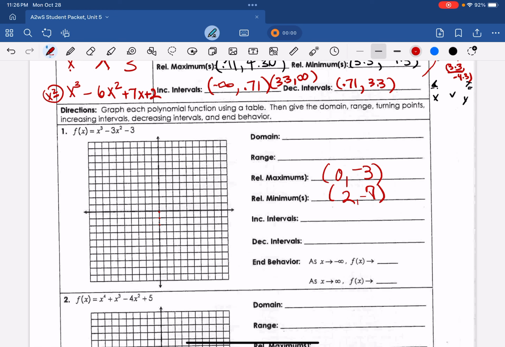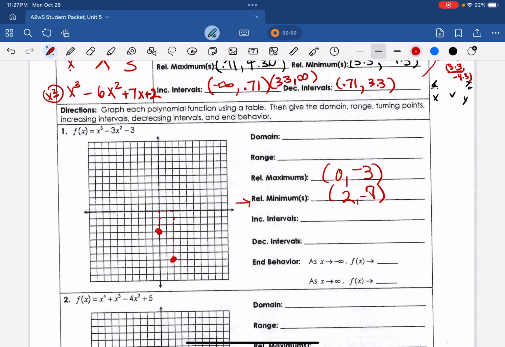0, negative 3 is going to give us a point right here. No, it's not. I went too far down. Sorry. 0, 1, 2, 3. It's going to be right here. And then our relative minimum is 2, negative 7. So we're going to go over to 2 and down to negative 7. And there's that relative minimum.